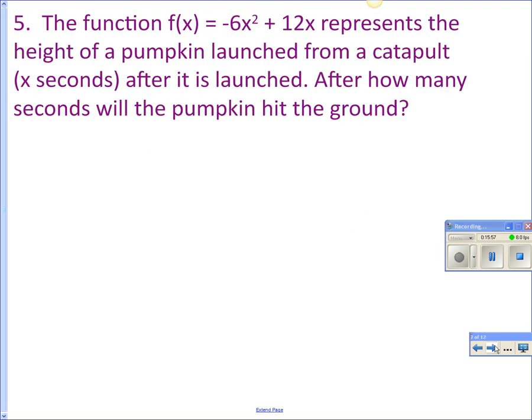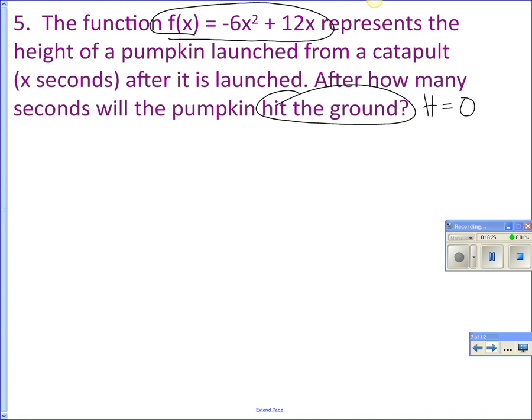All right, number 5, the function f of x equals negative 6x squared plus 12x represents the height of a pumpkin launched from a catapult x seconds after it's launched. After how many seconds will the pumpkin hit the ground? Jeremy, what should I circle? What else? Good. Stephen A., what does hit the ground mean? Good. The height is 0.